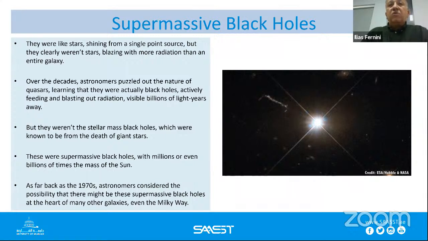They are actually black holes, but not regular black holes, because we know that if you take a star, especially for the very massive ones, at the end of their lifetimes, they become black holes. But these are not stellar black holes. Why? Because the mass of these supermassive black holes is around millions or even billions of times the mass of the Sun. So we need to understand how you can form such a supermassive black hole from nothing.